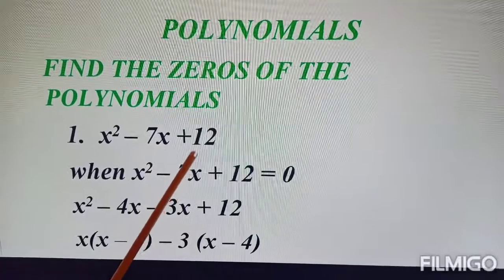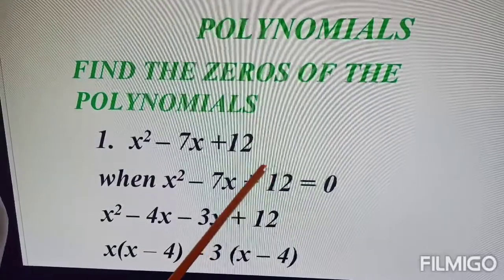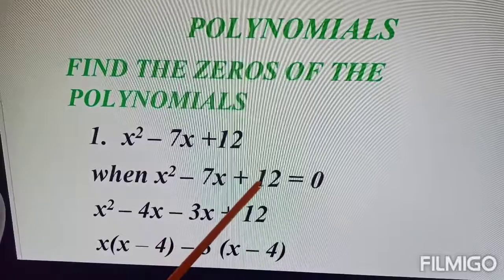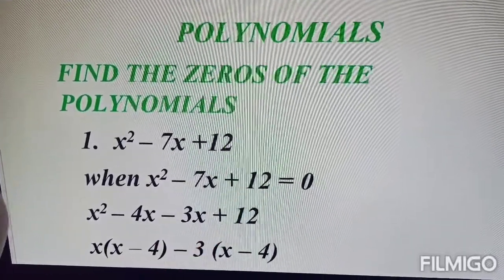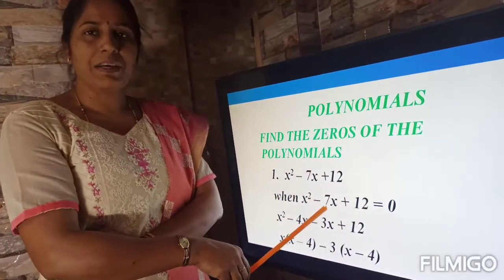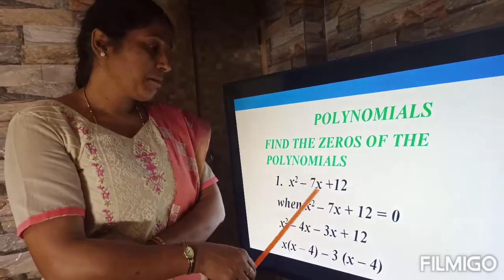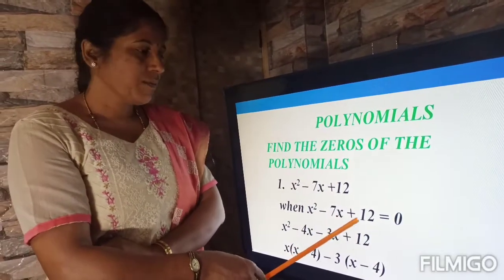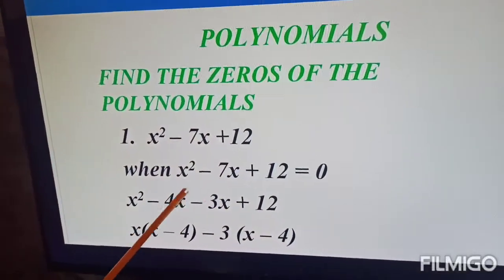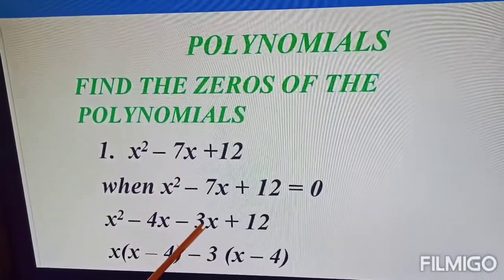Here the middle term is 7. And what are the factors? We have to get 7 by adding. 3 and 4 are the factors of 12. By adding 3 and 4, we will get 7. For both the factors, we have to keep minus, then we will get minus 7x. Then instead of 7x, we have to replace the factors of 12, that are minus 4 and minus 3.